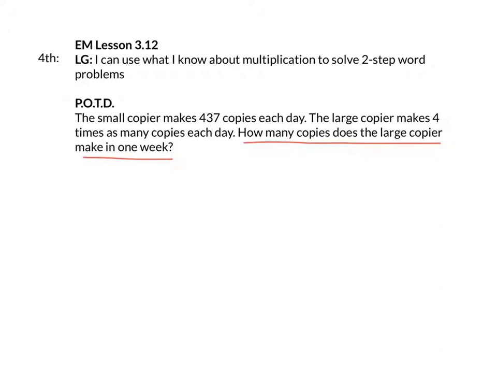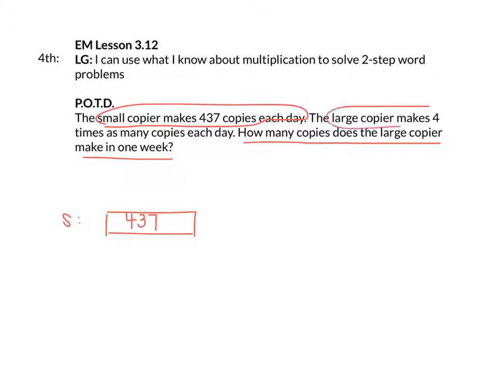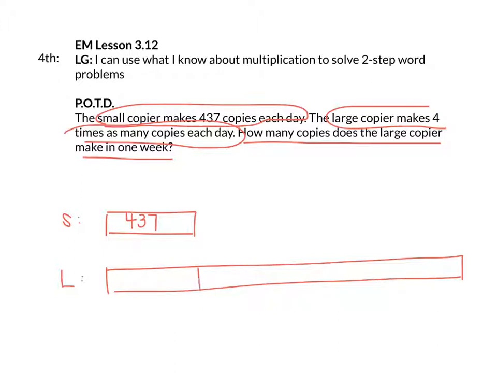Okay, what important information are we going to need to figure that out? Anshul? The small copier makes 437 copies a day. Okay. And so if I were to draw that, by the way, S for small, how many copies is in that little piece of tape? 437. Good. Avani, what other important information is there? The big copier makes 4 times as many. Each day, right? Yeah. So if I want to draw the large copy machine using a tape diagram, how would I draw it? Varshini, what would I need to do? You would make it 4 times as many. So I need 4 sections, 2, 3, 4, and each section is 437.